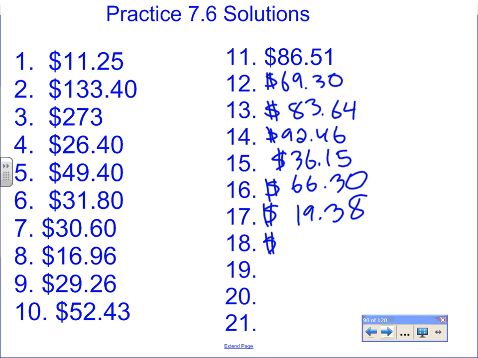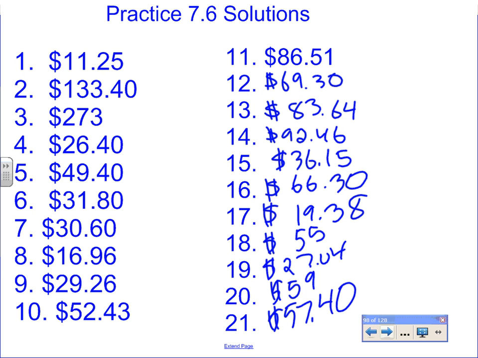No, you need to find the original amount. So you're finding B. Michelle, what'd you get for 18? Good. 19 is $27.04. 20 is $59. 21 is $57.40. Okay, so again, your amounts here must be exact. We are going to practice more of this today. So anything you miss and you're not sure of, let's try to take care of that now. So Josh, what number?